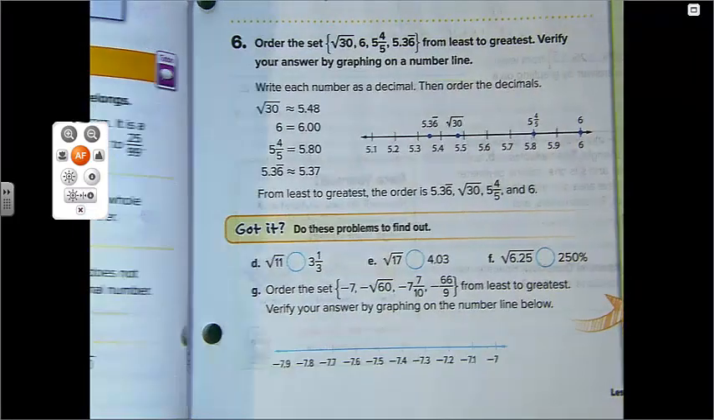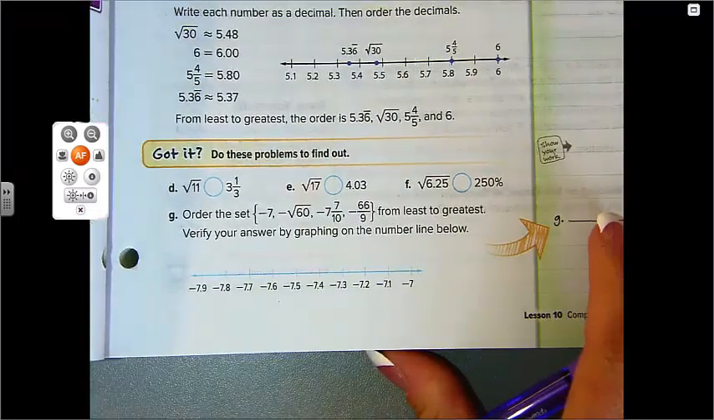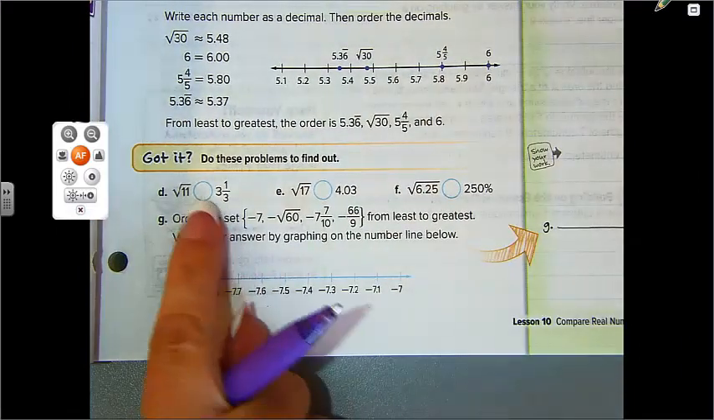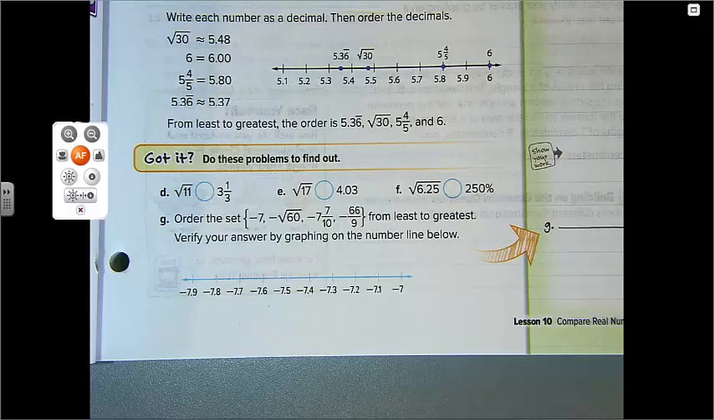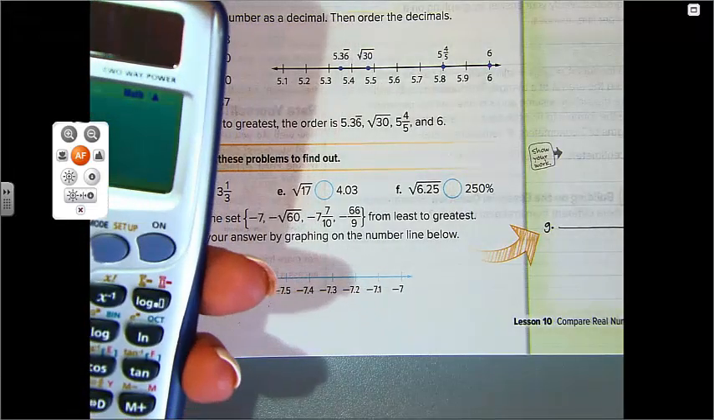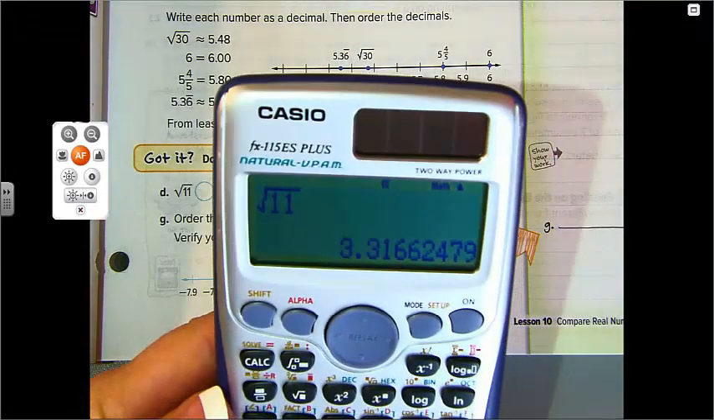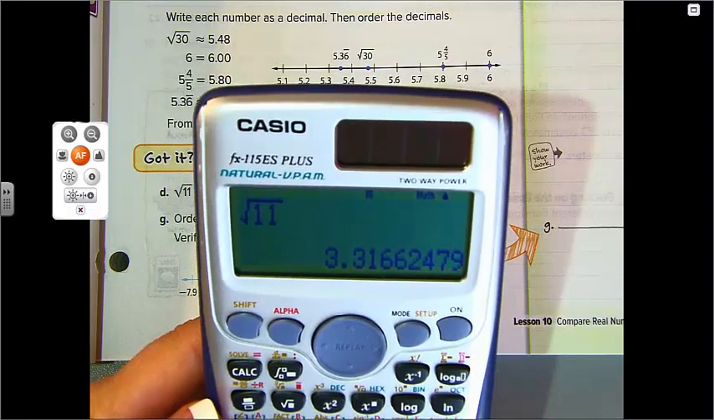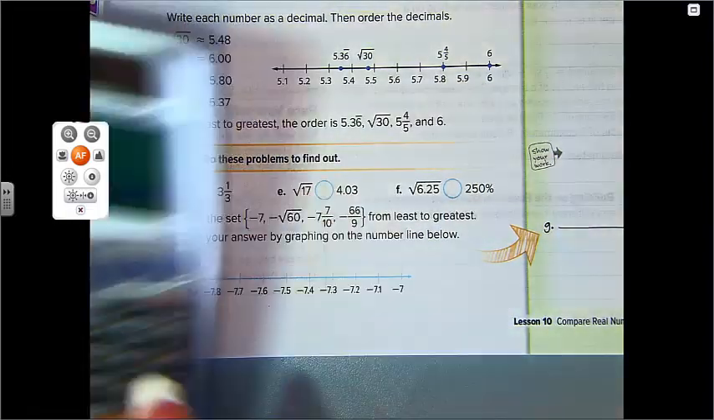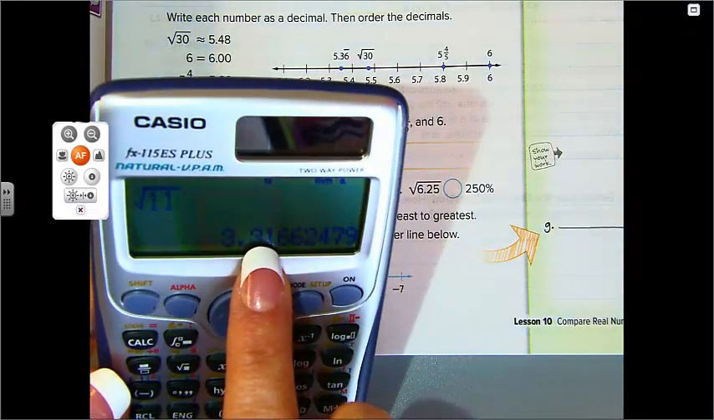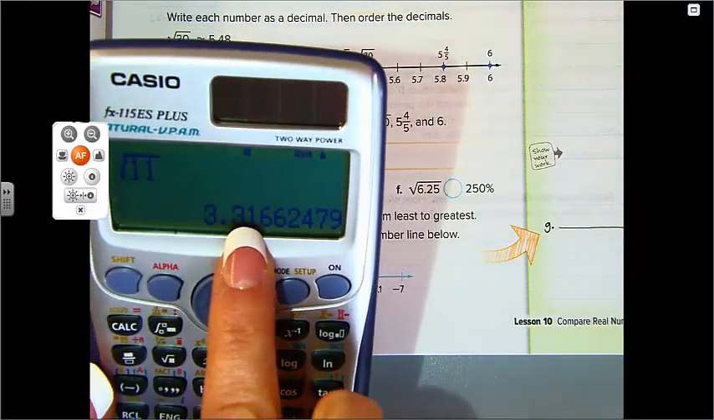Now we're going to do some comparing. And we're going to compare 2 numbers. On this first one, we're going to compare radical 11 to 3 1/3. So let's take the radical of 11. Radical 11 is 3.316. We're going to stop there. So this is 3.31. And if I actually rounded that, it would be 3.317.